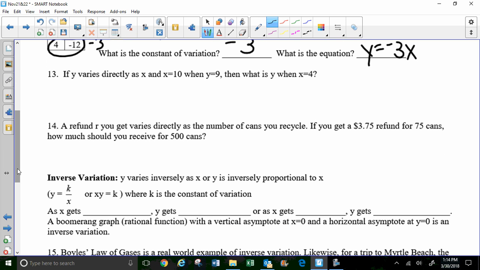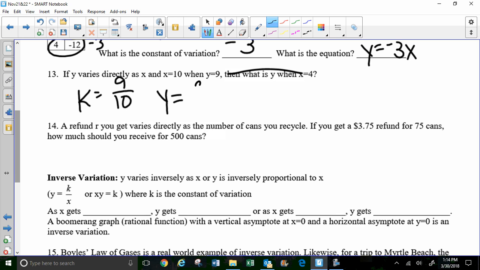Number 13 says, if y varies directly as x, and x is 10 and y equals 9, what is y? Okay, let's forget about that for a second. Let's just find the constant. If it varies directly, I know the constant is y over x. So I'm going to give 9 over 10, and that can be simplified.